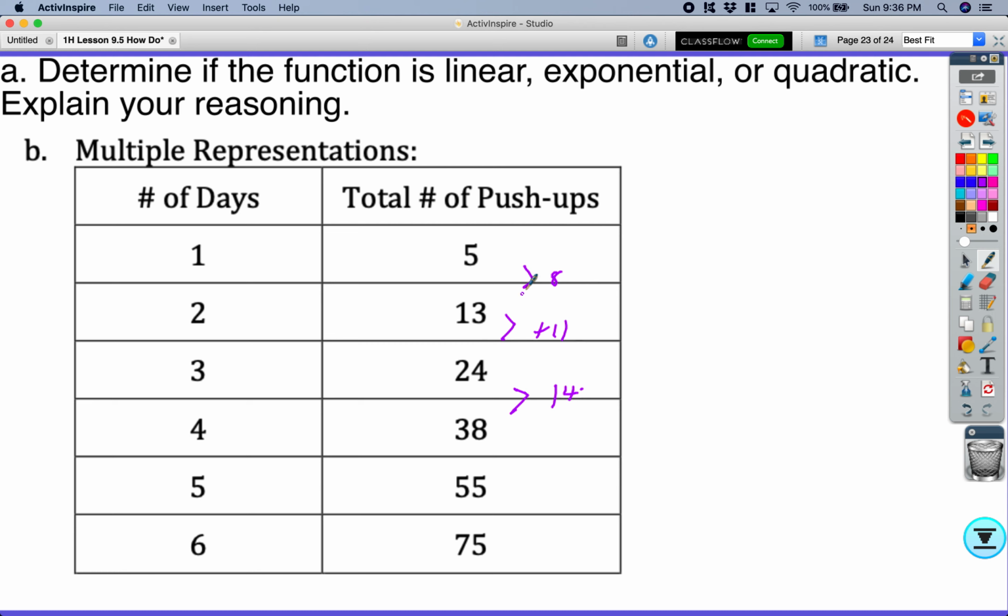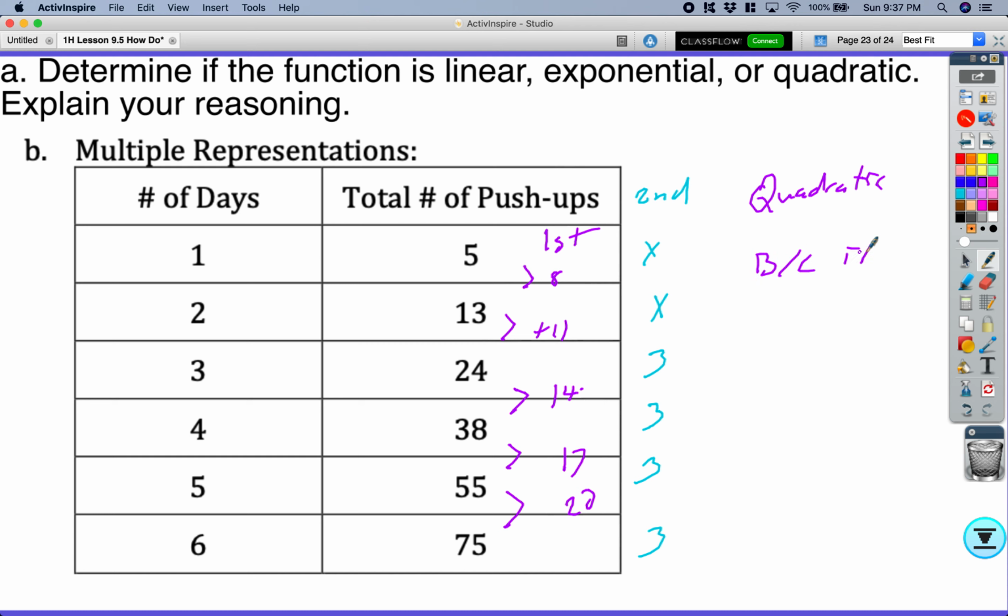If you look at that, that is basically the first difference on all of these. So you can continue to do this. This would be 17, this would be 20. Well, I know it's not linear because it doesn't have a constant first difference. But if I go ahead now and look at this next one, 11 minus 8 is 3. 14 minus 11 is 3. 17 minus 14 is 3. 20 minus 17 is 3. Since it has a constant second difference, you know that this is a quadratic. It's quadratic because it has a constant second difference.